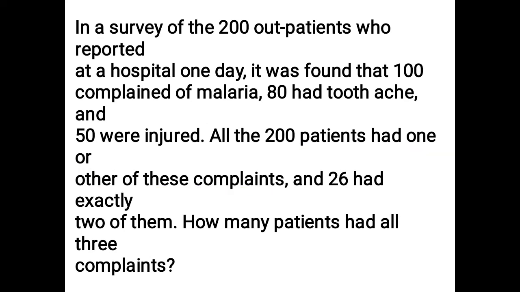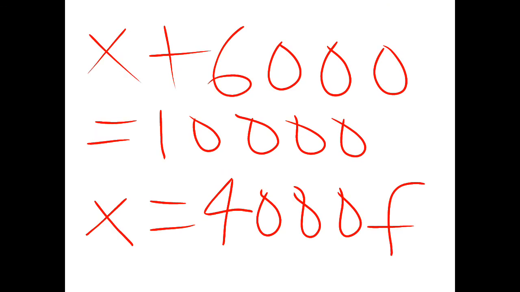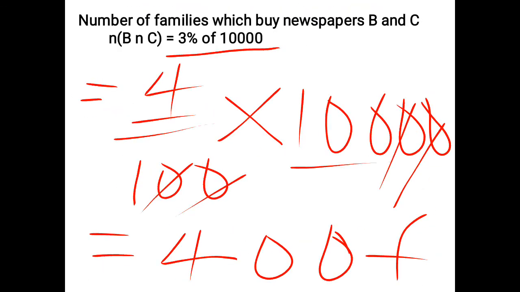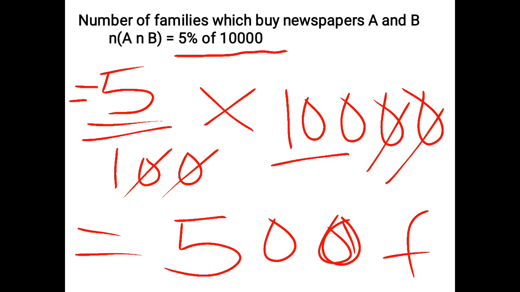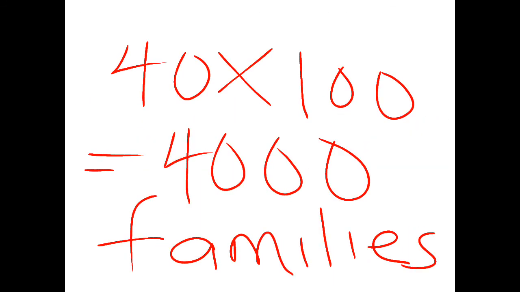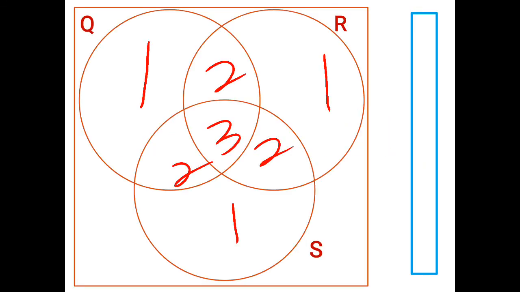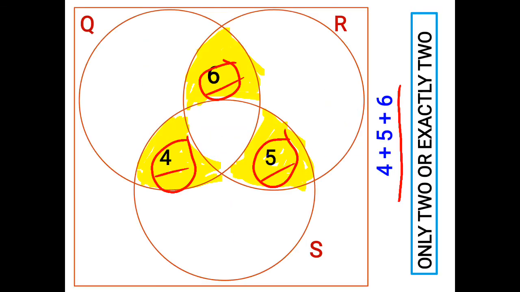All right. And 26 had exactly 2 of them. I've addressed that. 26 had exactly 2 of them. I addressed it over here, where I use yellow to shade. That was this side. We said exactly 2 over here.